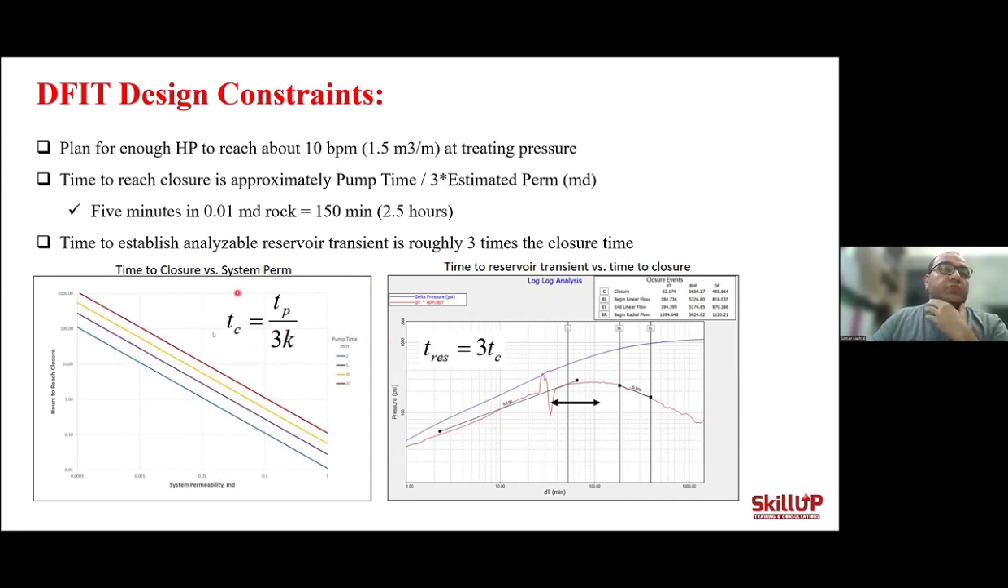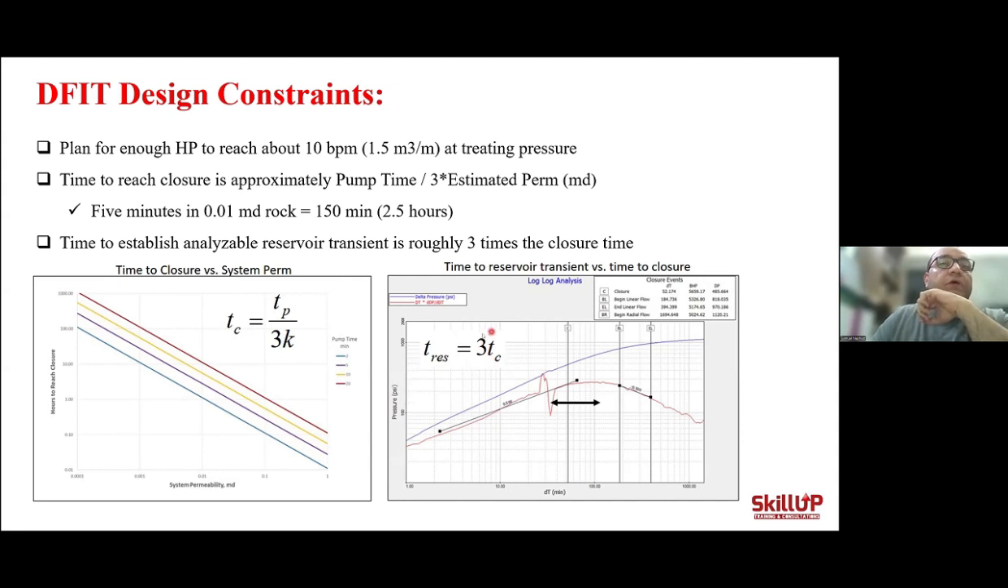This is very important for any frac engineer, because this is like a QA/QC for the DFIT analysis. If you already know the permeability and the pumping time, you have to guess when you should see the closure. It's very critical for any frac engineer who is there in the van to know when we should expect the closure. And this one will tell you when you should see the start of the pseudo-linear: T pseudo-linear equals 3 times T closure.